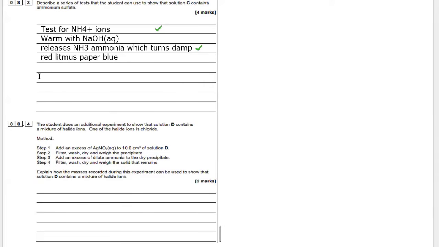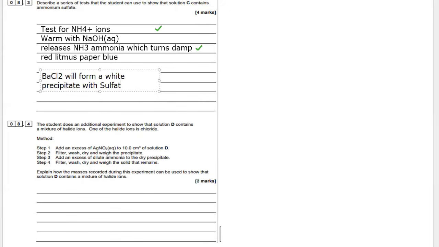Okay, now we next need to prove that sulfate ions are present. Hopefully you remember you had barium chloride. It will form a white precipitate with sulfate ions. And you're going to get barium sulfate formed. And the white precipitate is the barium sulfate. So, uber duper.